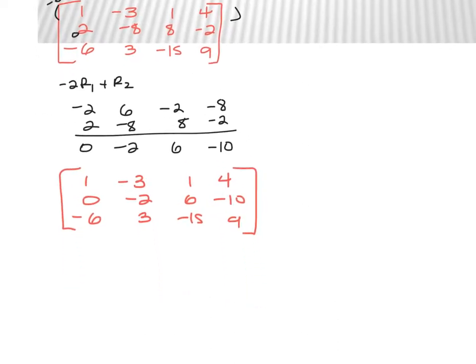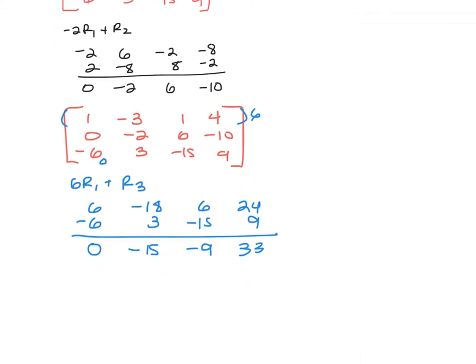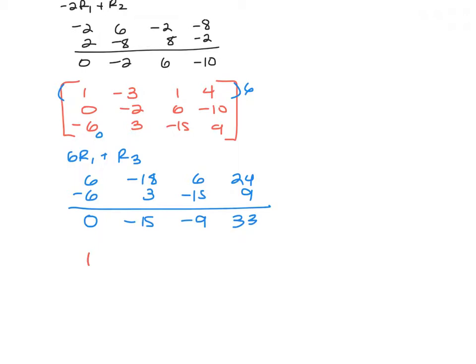Then I want to get a 0 where this negative 6 is. So I can multiply row 1 by 6 and add it to row 3. 6, negative 18, 6, 24, negative 6, 3, negative 15, 9. And you get 0, negative 15, negative 9, 33. And that replaces row 3.